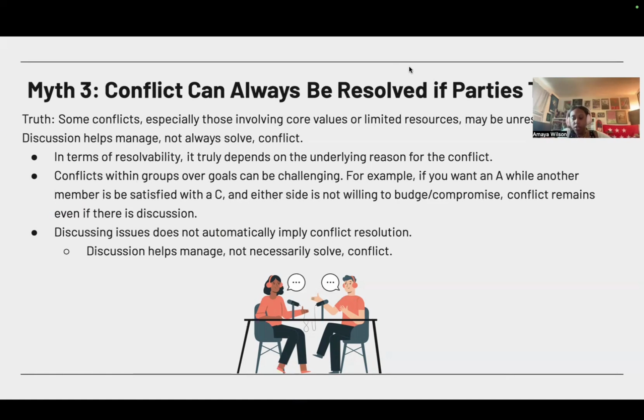Some conflicts, especially those like the core values and limited resources, aren't fully resolvable. So it's better to aim for managing the situation rather than coming to an agreement.